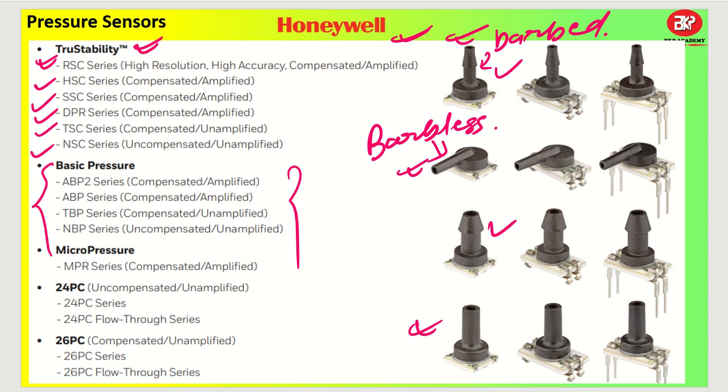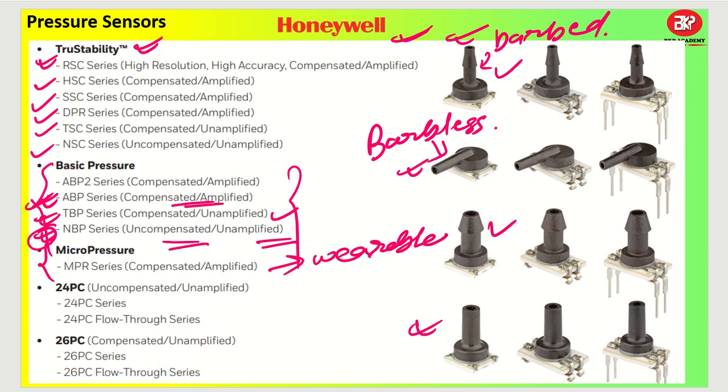You can see the ABP series is compensated as well as amplified. The TBP series is compensated, unamplified, and NBP is uncompensated, unamplified. So we will concentrate mostly on the NBP series and a little bit on TBP and ABP. There are also some micro pressure sensors, which are more suitable for our wearables, and some other series that we will see, along with their particular applications.